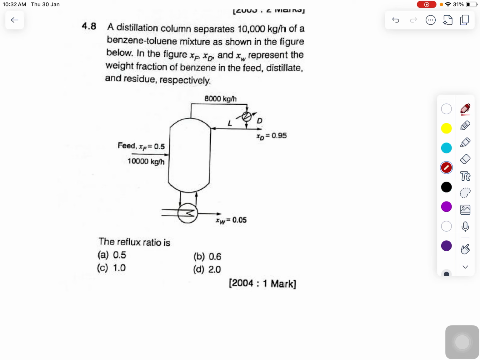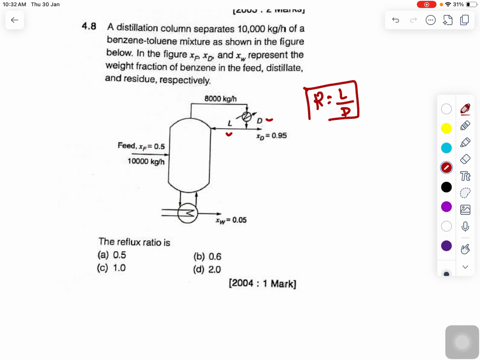Now coming to question 4.8, the question says that a distillation column separates 10,000 kilogram per hour of a benzene toluene mixture as shown in the figure below, and all of the mole fractions are given to you, represented by these parameters, and you are supposed to calculate the reflux ratio. Whenever you want to calculate the reflux ratio, R is equals to L divided by D. So if you are able to calculate L and D, then definitely you are going to calculate the value of reflux ratio.